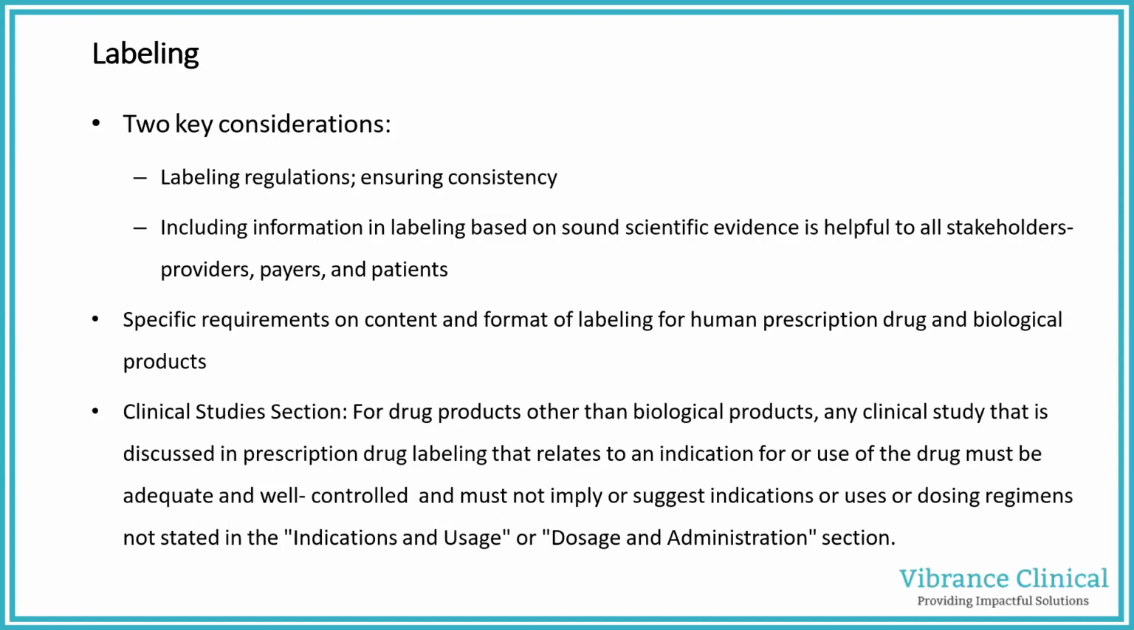Specific requirements on content and format of labeling for human prescription drug and biological products, and the clinical study section. These are some of the general things which a label should have for drug products other than biological products. Any clinical study that is discussed in prescription drug labeling that relates to an indication. So these are descriptive things, what you have on the label: the dosage and administration section, the indications, contraindications, stuff like that, and all the warnings and everything. So it has to be driven by that.